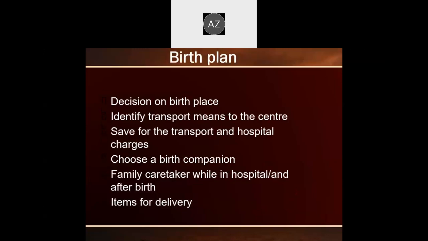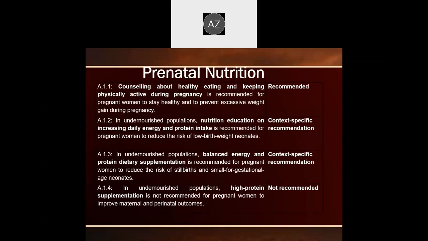The birth plan. Ask the mother whether there's a decision on the birthplace. Identify transport means to the center. Ensure transport and hospital charges. Choose a birth companion. Items for delivery. Family caretaker while in hospital. So the companion, the caretaker in the hospital, the transport, the decision on the place of birth, identify the items for delivery and help them to plan.